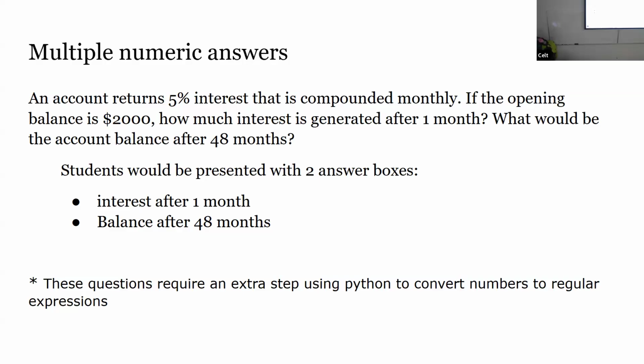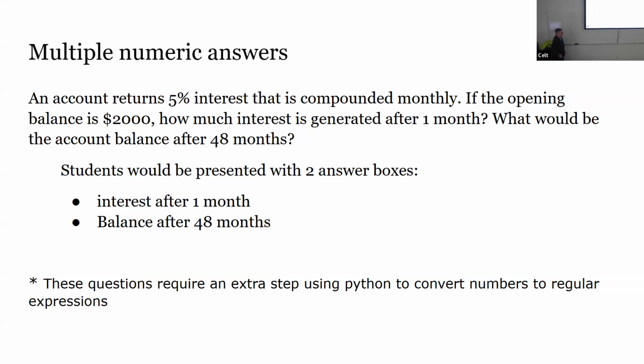So the students would be presented with 2 answer boxes. They would get some of the credit for getting the first answer correct, some of the credit for the second answer correct. Or if it's a stepwise problem where they have to calculate A before they can go on and calculate B, they can get some of the points for doing A correctly, even if they get the B wrong.